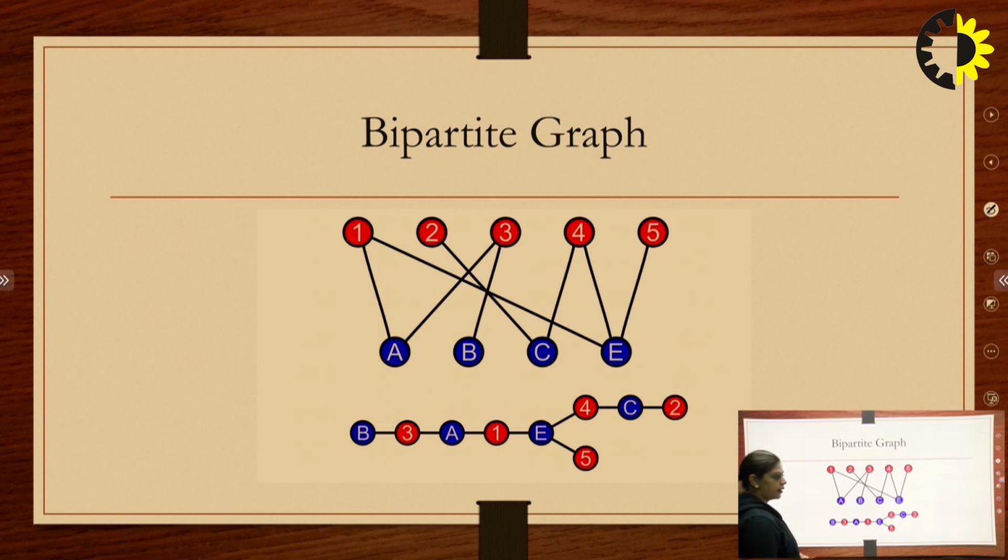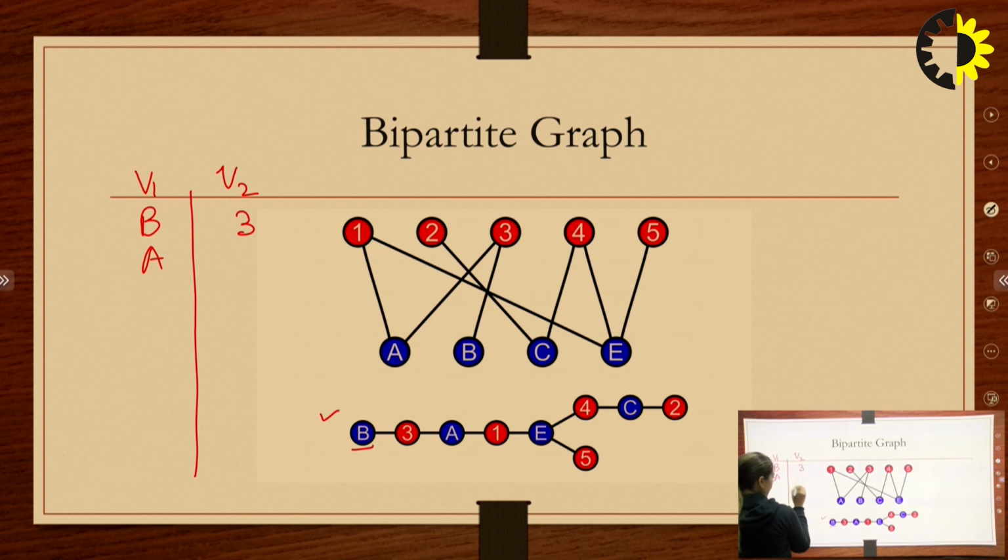Now let's check this graph. I have colored the vertices so that you can make it out that blue is one set and red is the other set. Make the partition V1, V2. Now we come to B, blue B, then 3 should be red. Then A should be here, and if we check this edge, 3 is here, okay. This edge, A is here, then 1 should be here, okay. These are all red ones, these are blue ones, right?